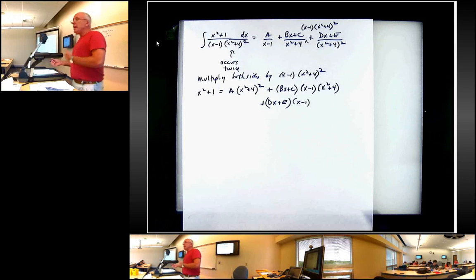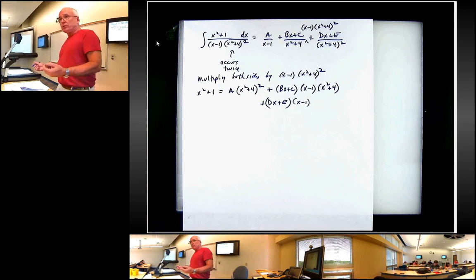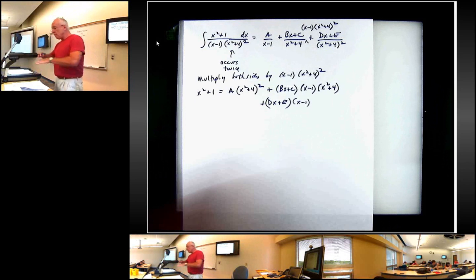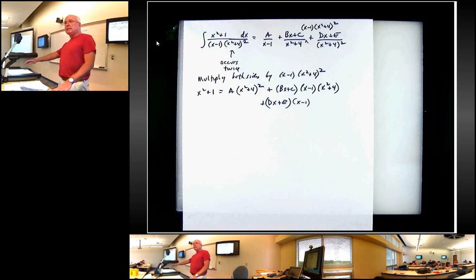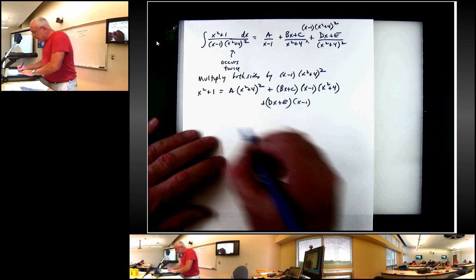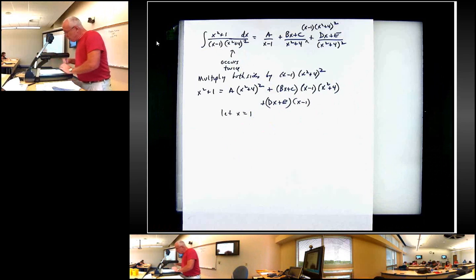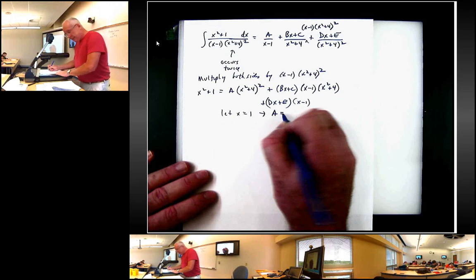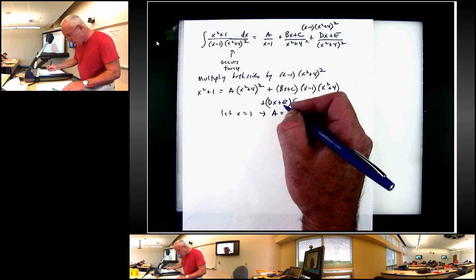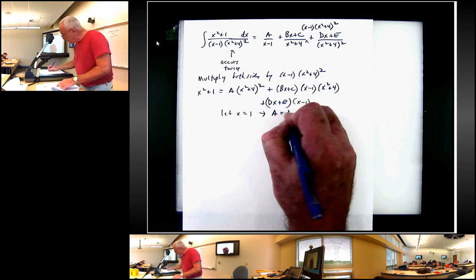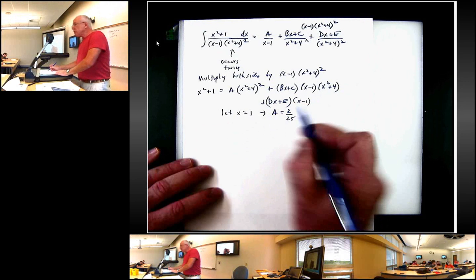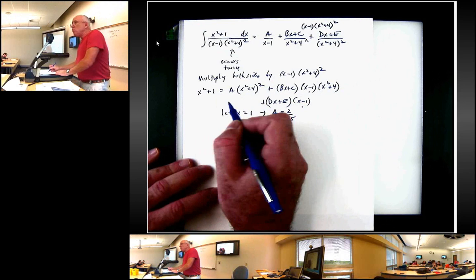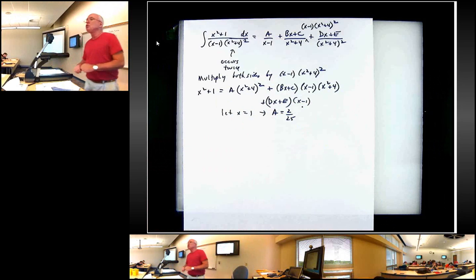Now, certainly I can use x equal 1 to get one of the numbers. Basically, the process that I had to do here on the paper was to FOIL everything out on the right-hand side for the most part. If I let x equal 1, I'll find that a is equal to 2 over 25, because this will zero out, this will zero out, and I just fill in my 1 here. So I'll get a equals 2 over 25.